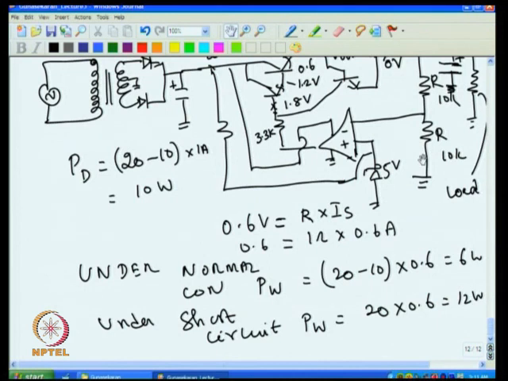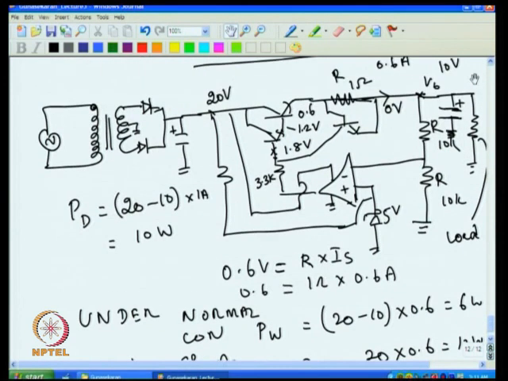So how to change this, because we want to make sure that not only is the current limited, but under short circuit condition only lower wattage heat is dissipated. Now for doing that, what we have to do is, see, normal current when short circuit is not there, I want 0.6 ampere to go.